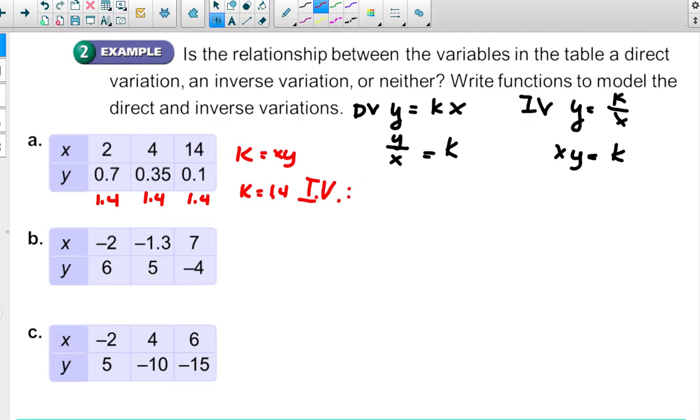And the equation is y equals 14 divided by x. Sorry, this is a little sloppy. I'm kind of sitting funny.